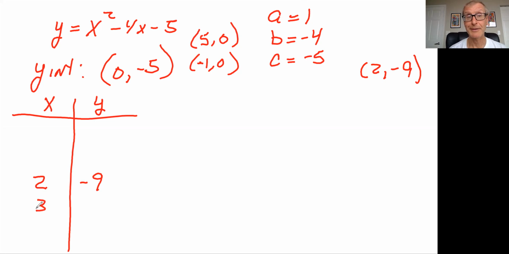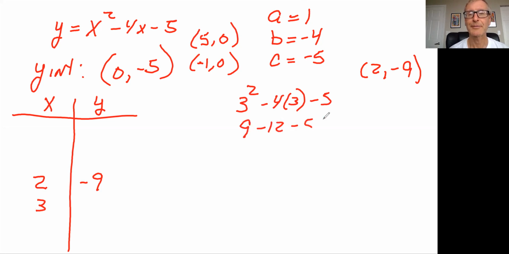So what is the y value? You got to plug it in and figure it out. So it's a little bit of work. 3 squared minus 4 times 3 minus 5. So that would be 9 minus 12 minus 5. So that looks like that would be -8.